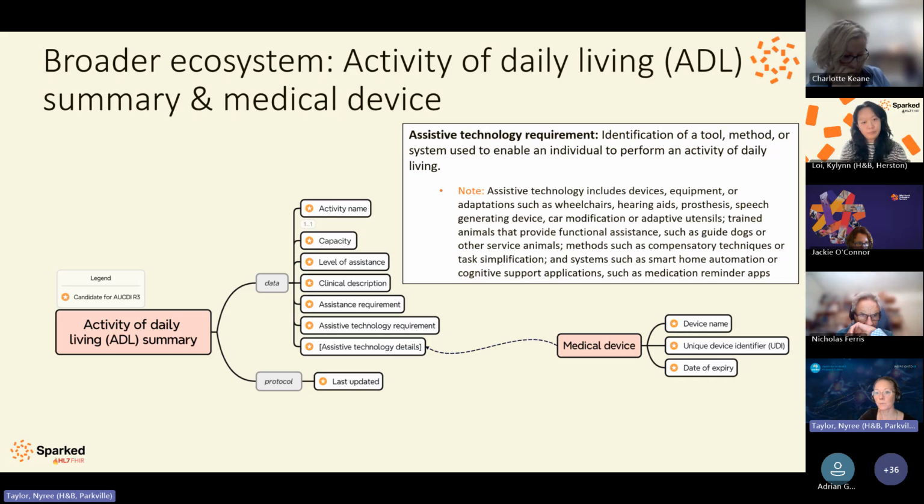And that provides us with a level of flexibility and a level of granularity into going into that next layer down, so that we can actually see what device was used to help that person perform that activity independently, and any details around the device that might be needed in that particular data group. So that's just an illustration to show you how we're starting to bring the data groups together.